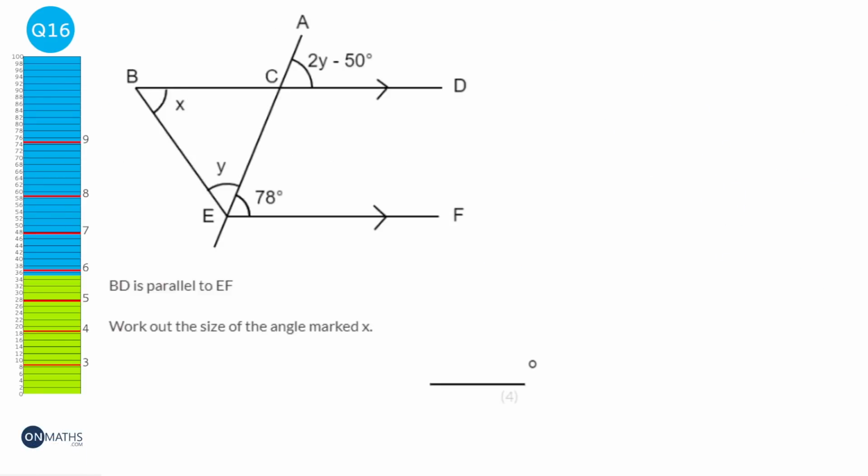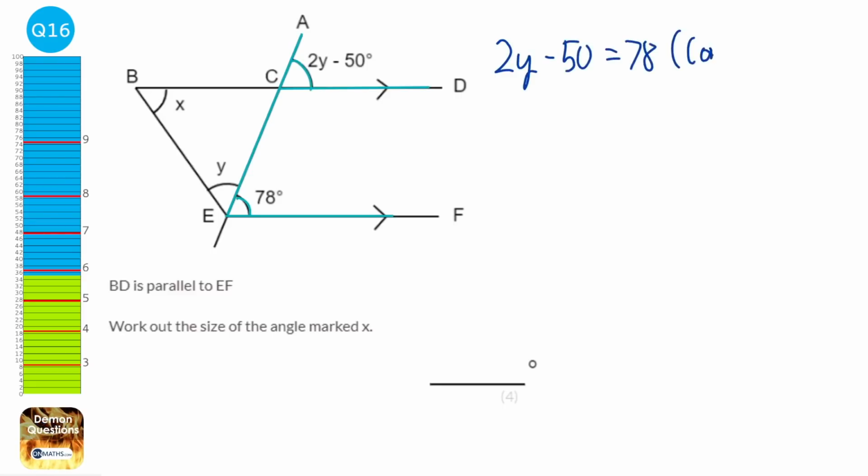To find out what the value of x is, we first of all have to find out what the value of y is. And we can notice that we've got two sets of parallel lines here and here, and a line going through them. And we've got these F angles, which we have to call corresponding angles. So we know that 2y minus 50 is equal to 78. And we must write down the reason. So corresponding angles. And corresponding angles are equal.